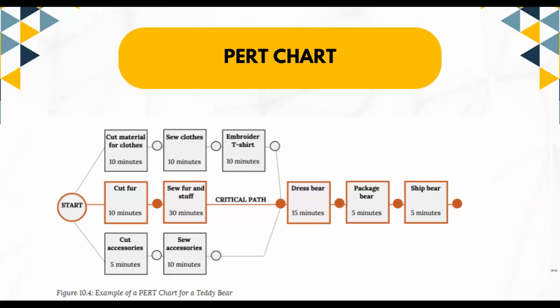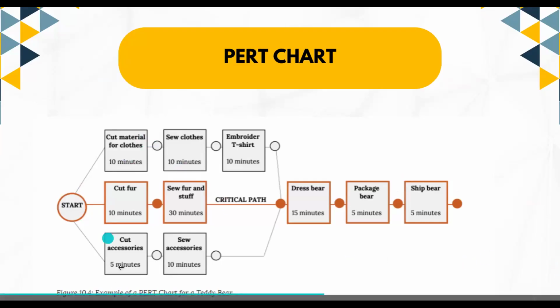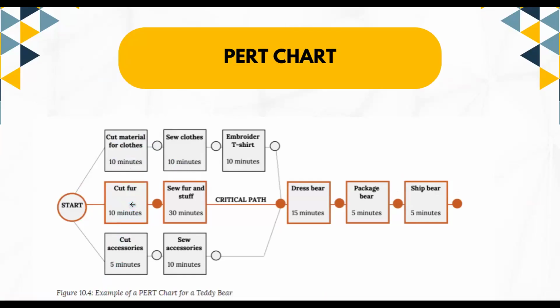The PERT chart here shows how the activities involved in making a single bear are related. It indicates that the production process begins at the cutting station, so at the very first station. Next, the fur that's been cut for this particular bear moves first to the sewing and stuffing stations, and then to the dressing stations. At the same time that the fur is moving through the sequence of steps, the bear's clothes are being cut and sewn and its t-shirt is being embroidered.